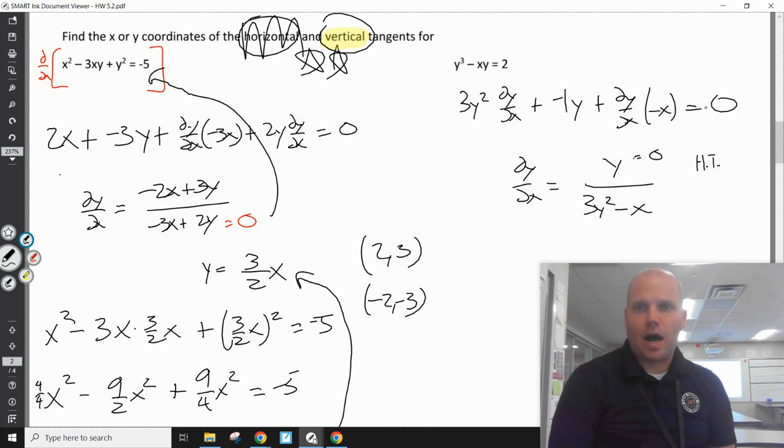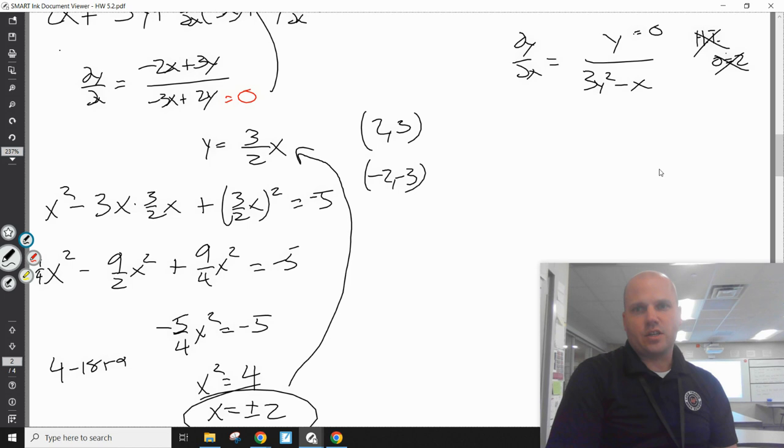You plug in 0 for y. You get 0 equals 2. Can't be done, which means there's no horizontal tangents. Great. Find your vertical tangents, and here is the key.